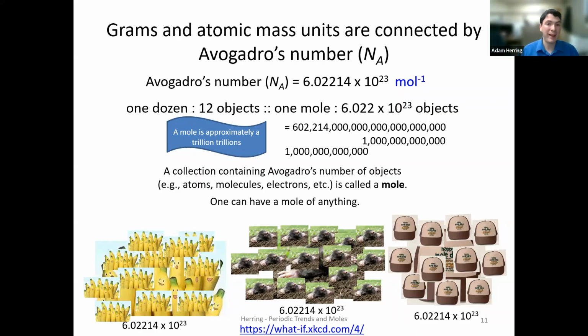For example, you could have half of a mole of bananas, and that is 6.022 times 10 to the 23 divided by 2, which is still a massively large number. Or you could have 10.5 moles of bananas. So you don't need to just have a single mole, because a mole is a large collection, just like you can have 2 dozen or 2.5 dozen of any particular item.